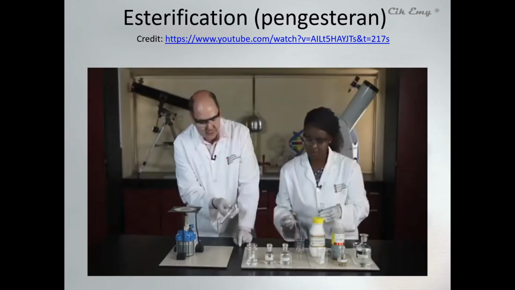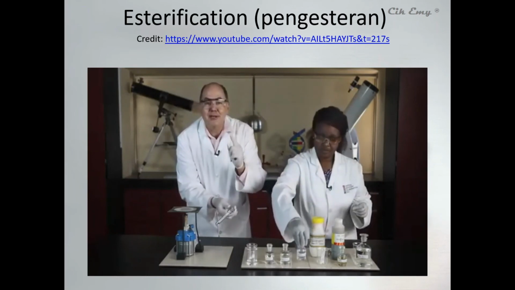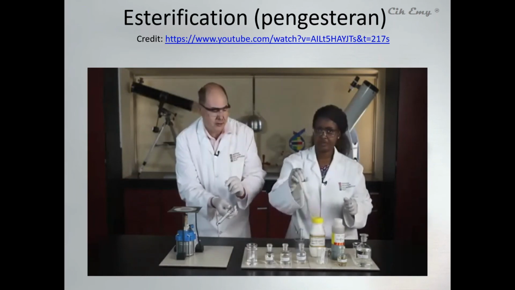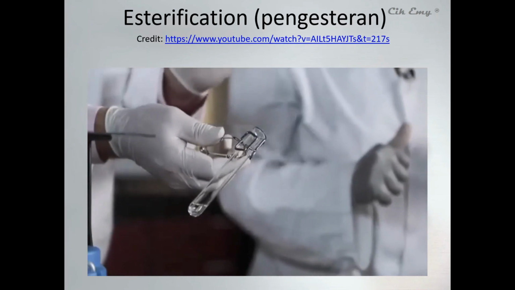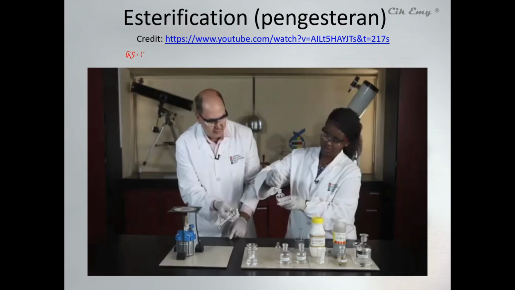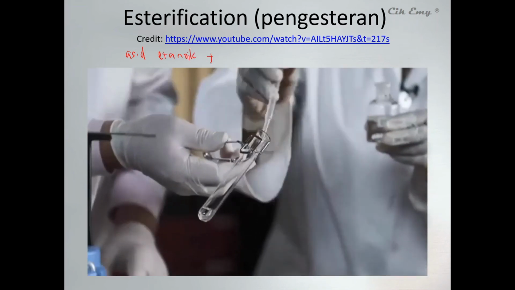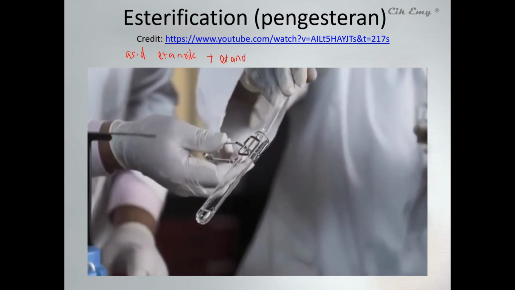There we go, ethanoic acid. Now, ethanoic acid smells just like vinegar. That's important to take note. Next, we're going to take 20 drops of ethanol. That's about 2 mils of the ethanol into the test tube, and away we go.